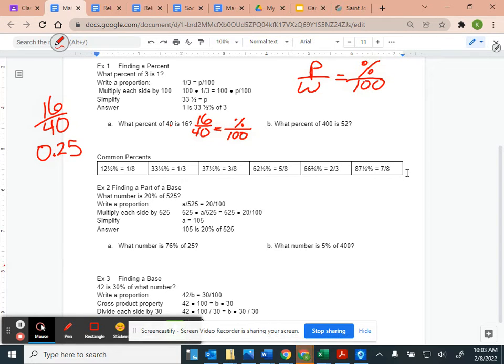0.25 is what you get when you do 16 divided by 40. Now multiply that by 100. What's 0.25 times 100? Will? No. Landon? Nope. Aiden? 0.250. Nope. It is 0.25.